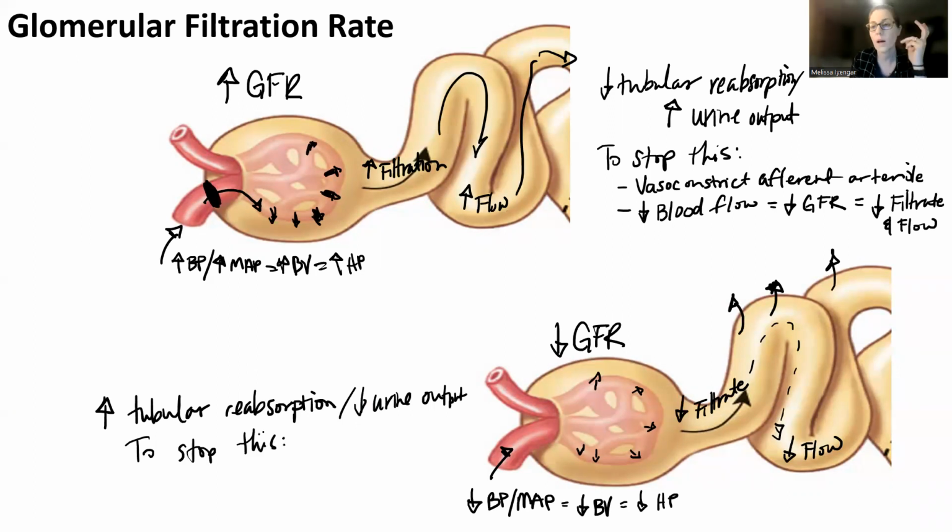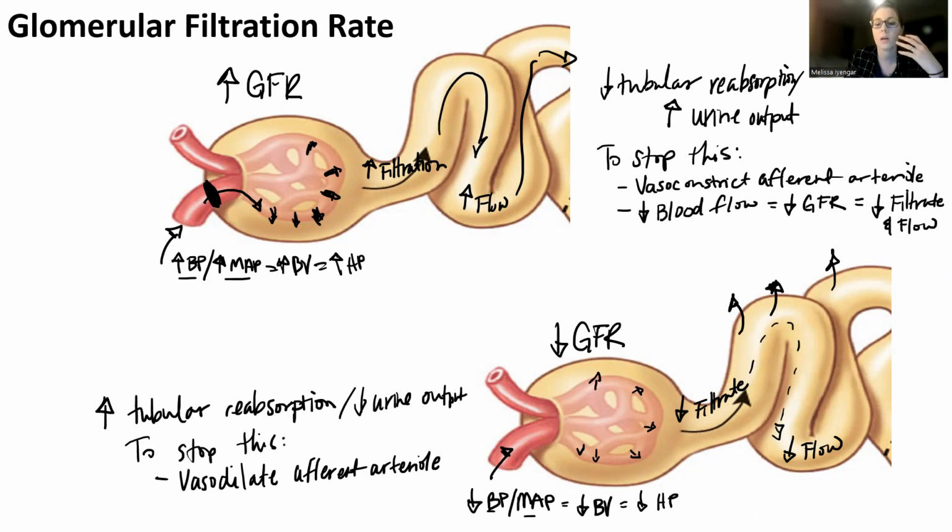So to stop this, one way that you can do that, again, is using your afferent arteriole. So in this case, we're going to vasodilate our afferent arteriole. And I know you're thinking, wait a minute, then we say vasodilation is going to drop blood pressure. Yeah, but we're not worried about blood pressure here, right? So when you think about blood pressure and MAP, remember that's systemic. So all systems, the whole entire body.